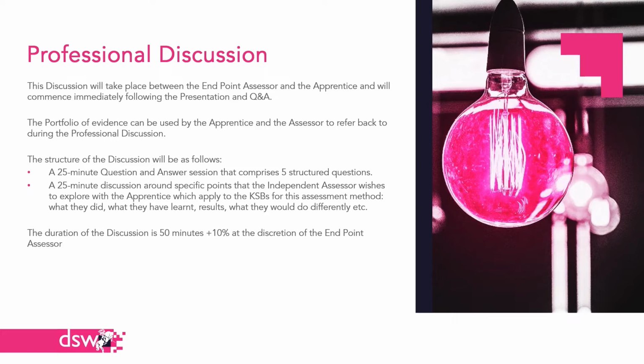Following the professional discussion, the assessor will finalise their assessment decision and will issue the final grade and feedback to the training provider. This will be done within 5 working days of the assessment date. Mock questions are available in the toolkit so apprentices can familiarise themselves with the type of thing they should expect.